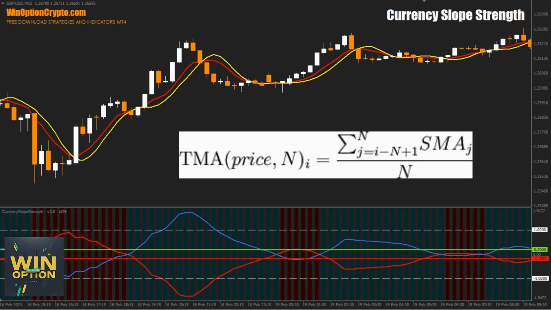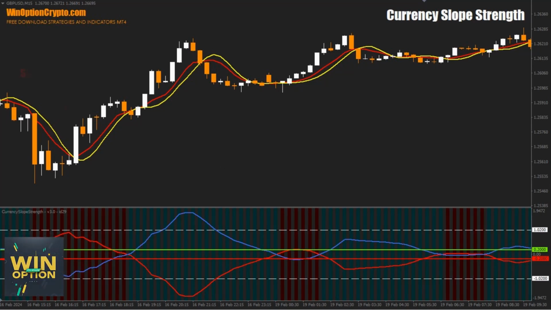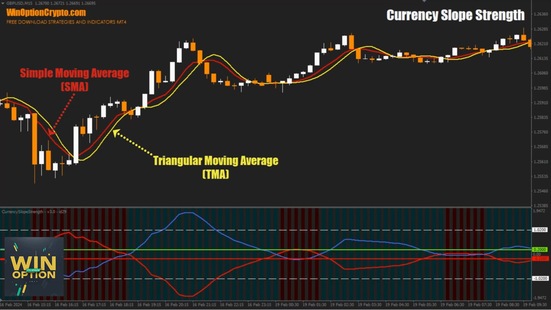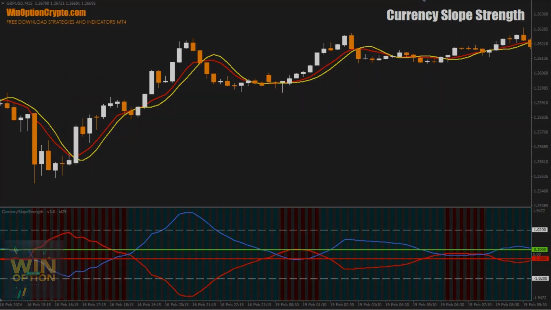The calculation of this average is similar to a simple moving average, but with additional smoothing. On the screen, you see both averages with one calculation period, 7 candles. As you can easily see, the triangular moving average is smoother than its classic counterpart and lags slightly behind the SMA. To determine how strong a particular currency is, currency slope strength evaluates the slope of the TMA moving average. Instead of the usual average values according to the TMA formula, the currency strength analyzer uses its own algorithm for calculation, which allows avoiding the lag typical for a triangular moving average.